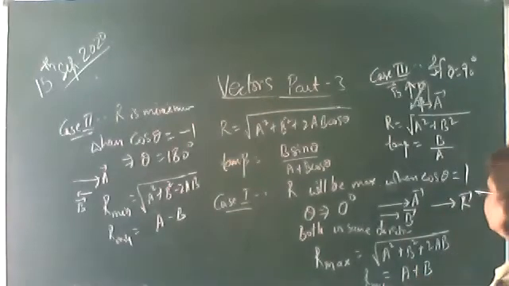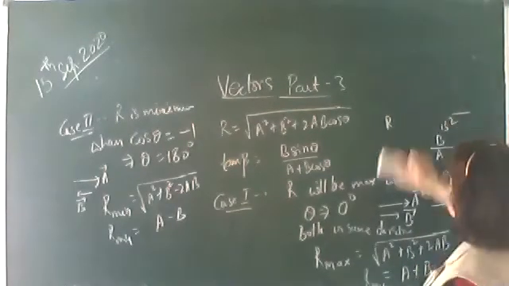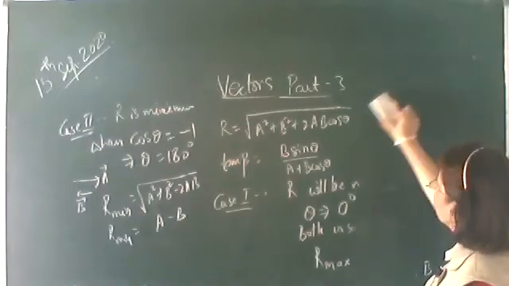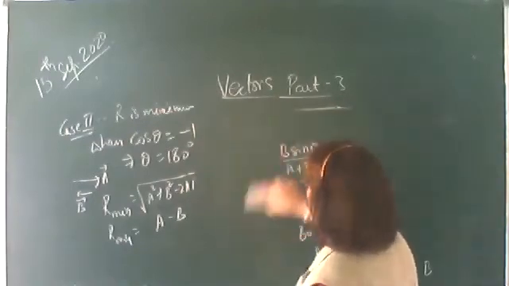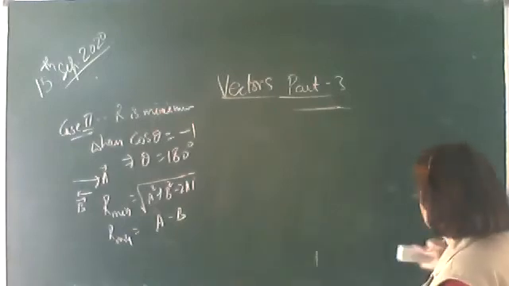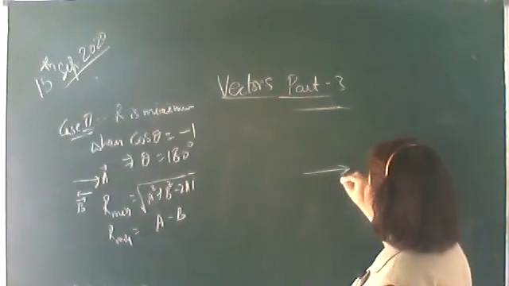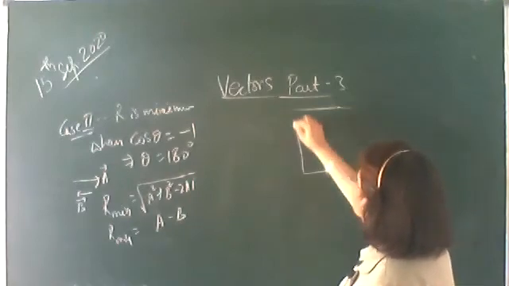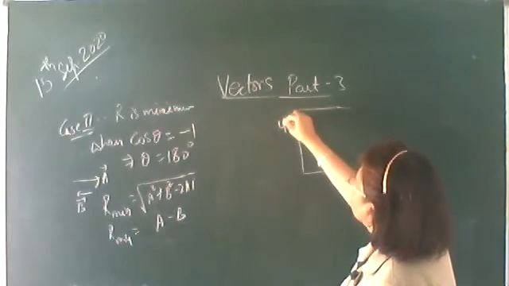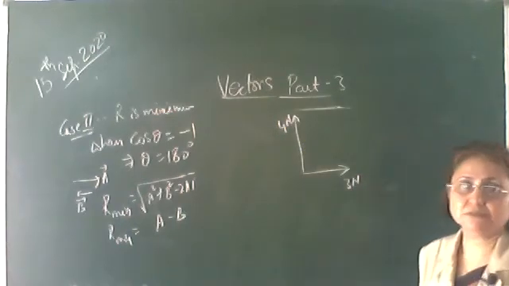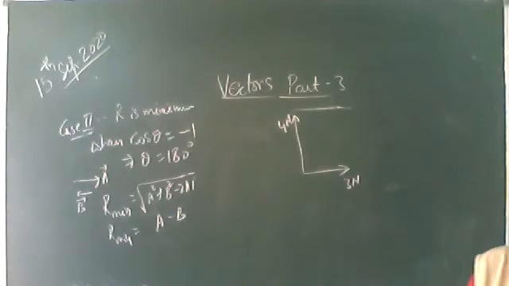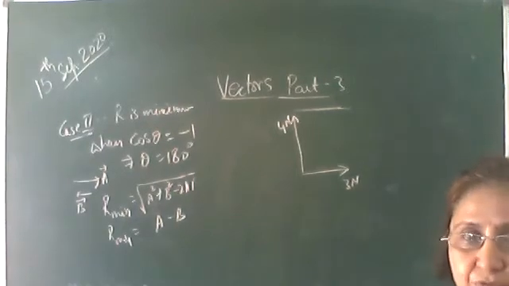Next is, write one question. Write down two forces, 3 Newton and 4 Newton are acting perpendicular to each other. Find the resultant force. Okay, now resultant force means in magnitude as well as in direction. You have to find out.